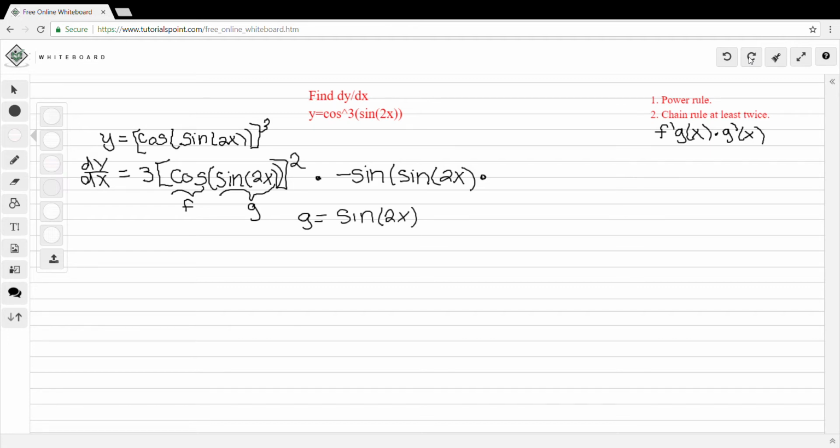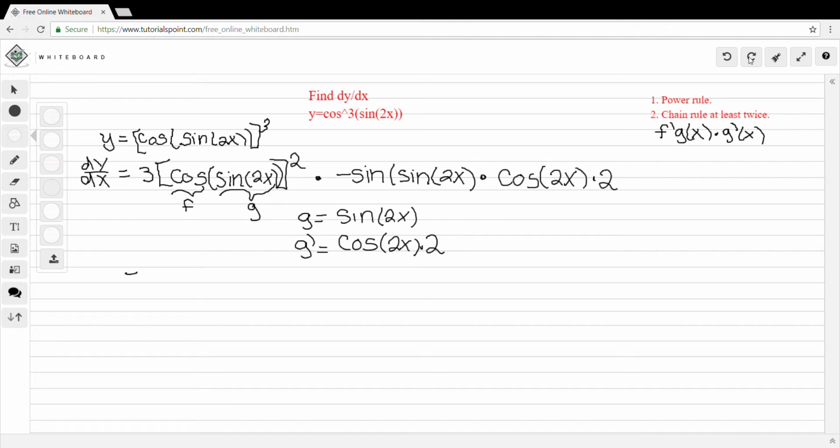And then to take the derivative of this, we're going to use the chain rule again, right? So the derivative of sine is cosine 2x times 2, because you have to take the derivative of 2x, right? Which is 2. So g prime is cosine of 2x times 2.